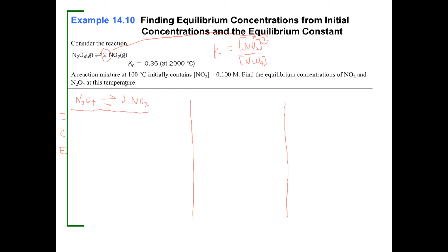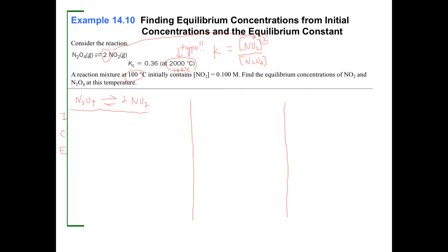A reaction mixture at 100 degrees Celsius. Oh no. This has got to be a mistake. This is a mistake. There's no way that this, look at this, 100 degrees Celsius, 2,000 degrees Celsius. This 2,000 surely comes from the past problem here. This is a typo. Right, because we're not talking about temperature at all in this section, right?